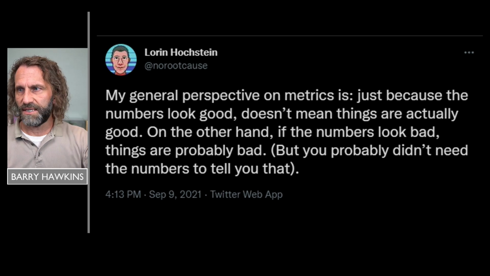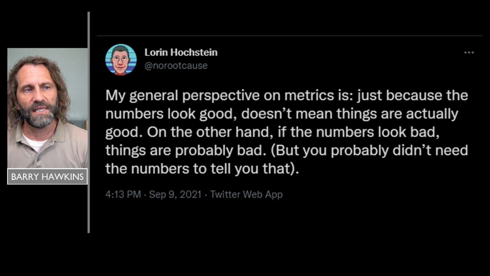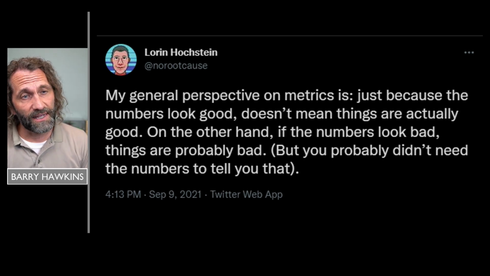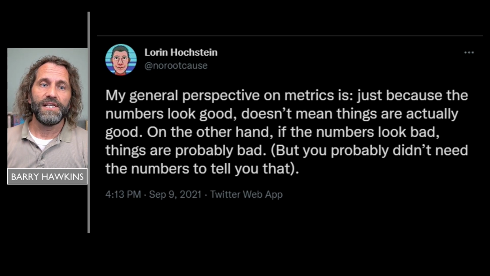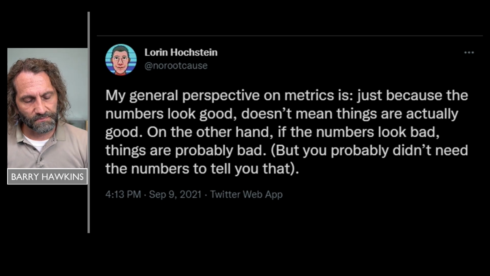He says here, my general perspective on metrics is just because the numbers look good doesn't mean things are actually good. On the other hand, if the numbers look bad, things are probably bad, but you probably didn't need the numbers to tell you that.